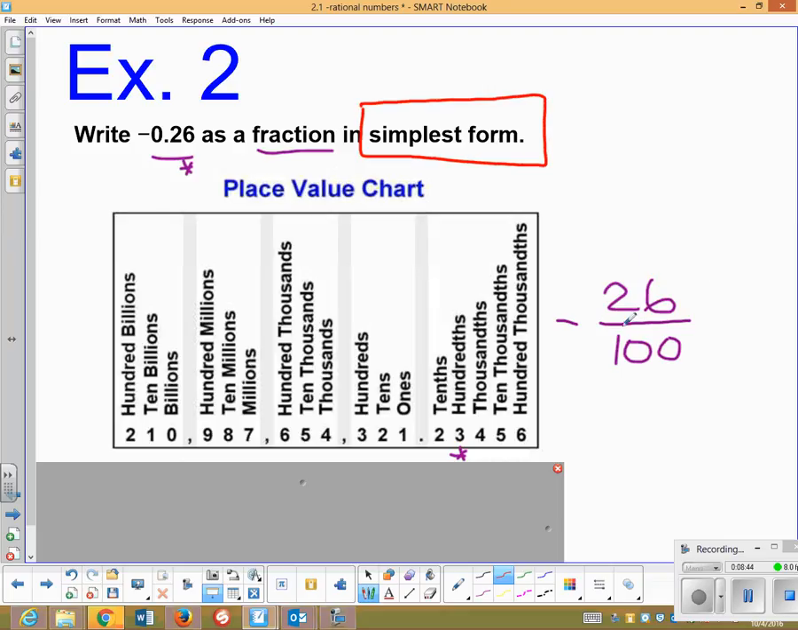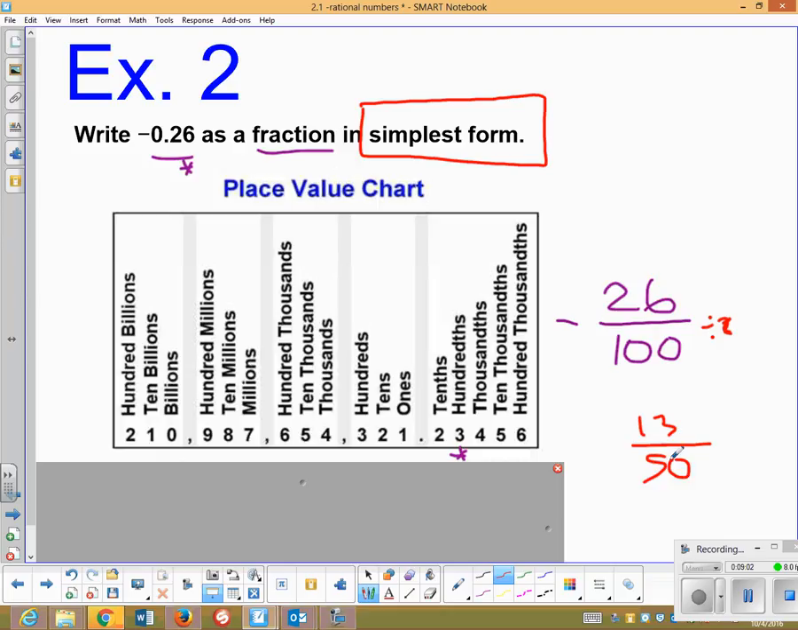I'm looking at this. It looks like it's an even number, both top and bottom, numerator and denominator. So I actually can reduce this by 2. So since I can reduce this by 2, I'm going to divide 26 by 2, which is 13. And then I have 100 divided by 2, which is going to be 50.